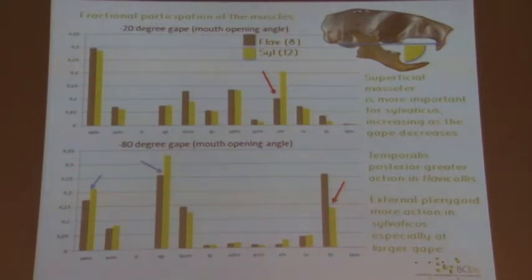And there are some other interesting things going on as well, like the external pterygoid acts more in Sylvaticus at the larger gape. So it's less optimized at that gape, and it's using different muscles. So it might be compensating there for the fact that it doesn't have the temporalis as developed. And the anterior masseter also acts differently in the 2 species at different gapes.